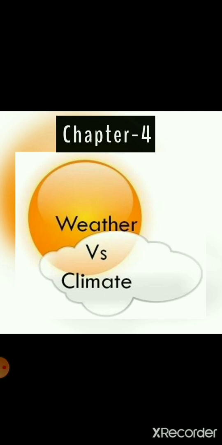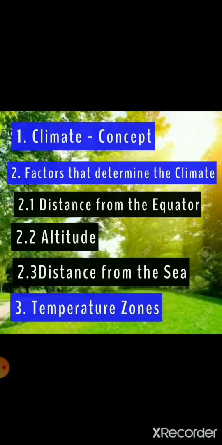Today we are going to cover chapter number 4, Weather and Climate, the following points. The basic concept of climate, factors which determine the climate. They are distance from the equator, altitude, distance from the sea and the temperature zones of our planet.